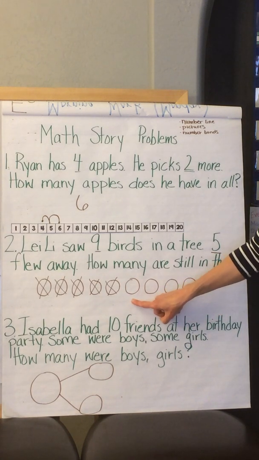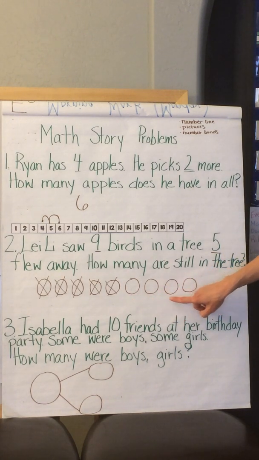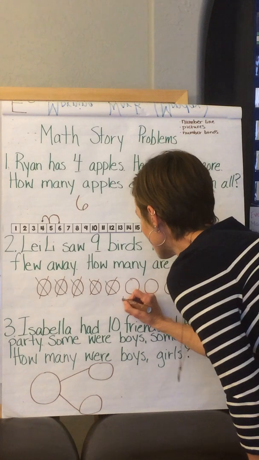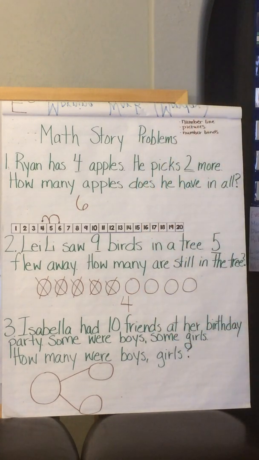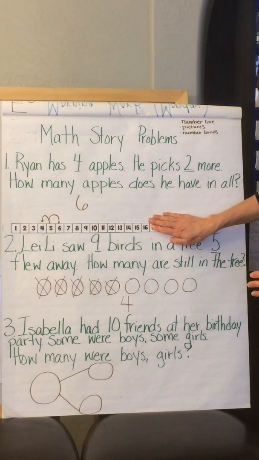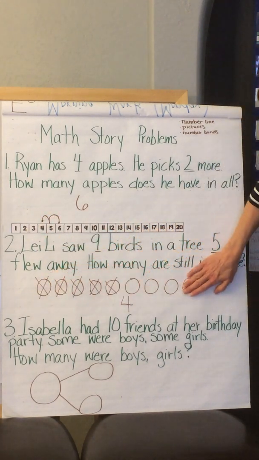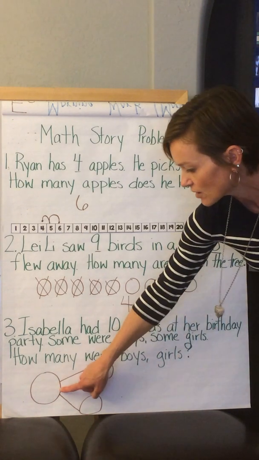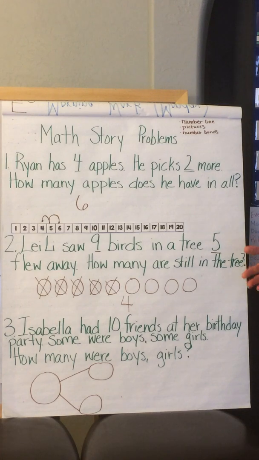How many birds are still in the tree? Well, let's see how many circles we have. 1, 2, 3, 4. So how many birds are still in the tree? 4. That is right. 4 birds are in the tree. So we've used our number line strategy. We've used drawing a picture strategy. And now the last one, you can see I've already drawn the number bond. So we're going to use the number bond to figure this one out.